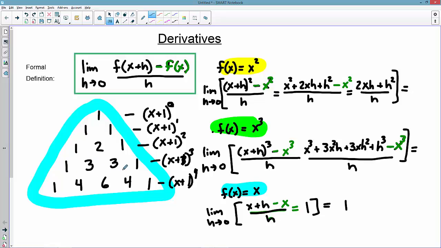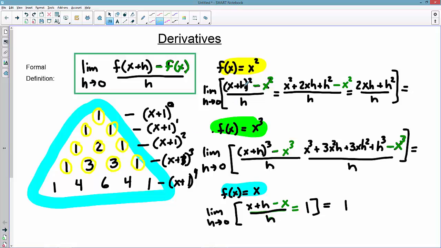So hopefully you did this in pre-calculus. And you'll recognize that these numbers here represent the coefficients, right? So obviously x plus 1 to the 0 power is 1, that's it. x plus 1 to the first power is 1x plus 1. x plus 1 squared is 1x squared plus 2x plus 1. x plus 1 cubed is 1x cubed plus 3x squared plus 3x plus 1, etc. All right?